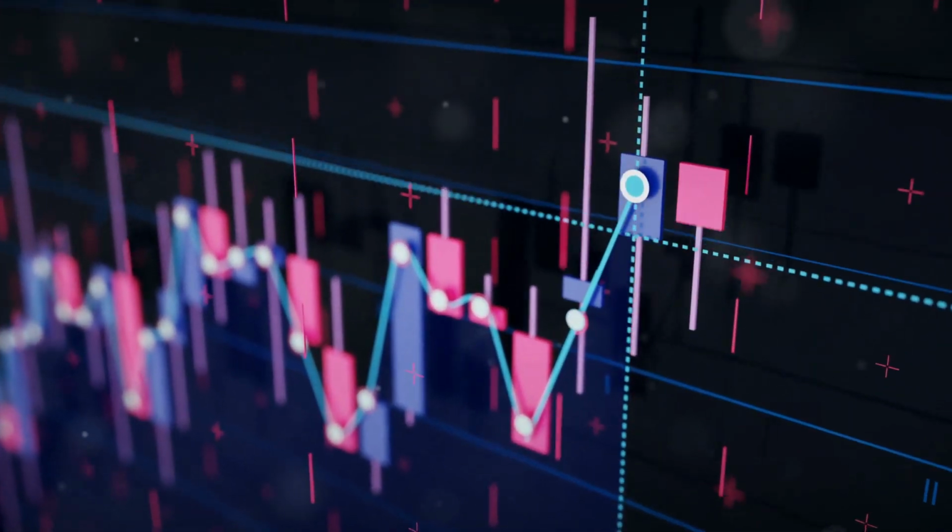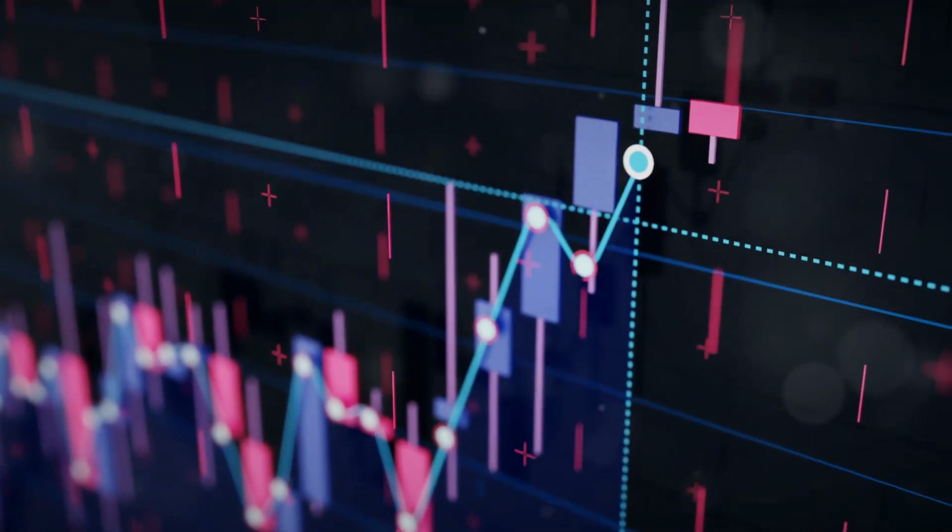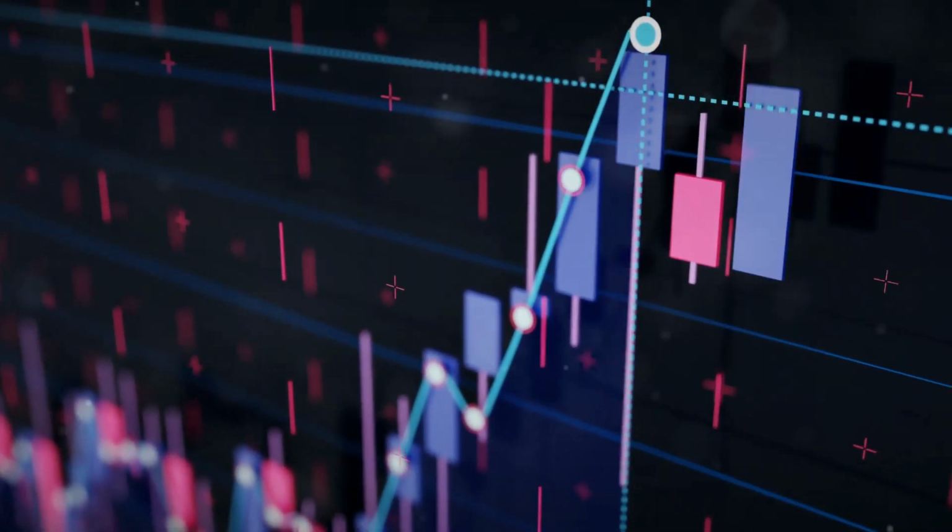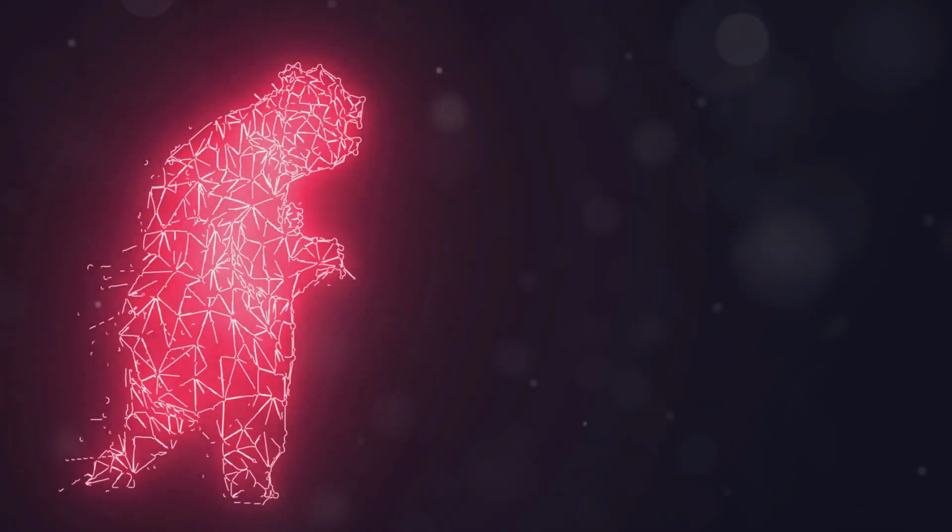Another important pattern is the three white soldiers. Three consecutive bullish candles, signaling a strong upward reversal. On the flip side, we have three black crows. Three consecutive bearish candles, signaling a downward reversal.